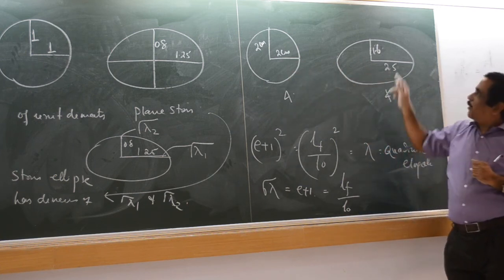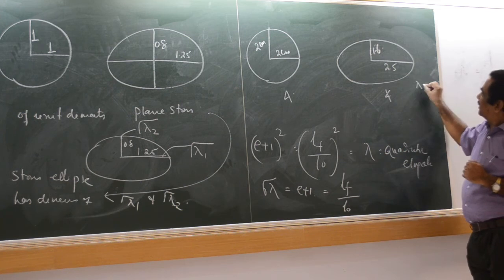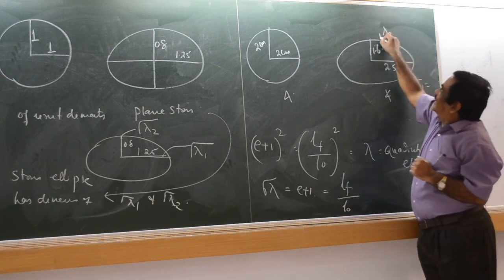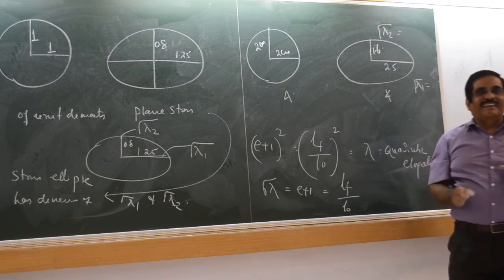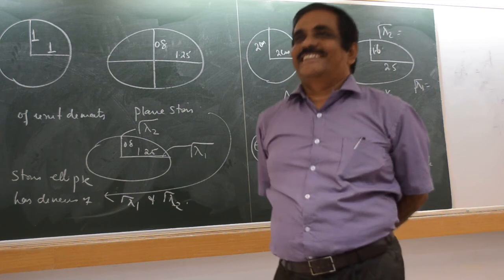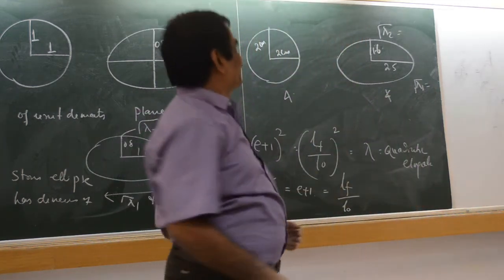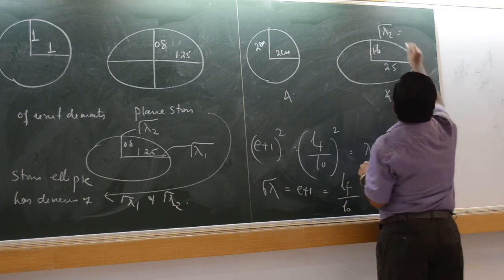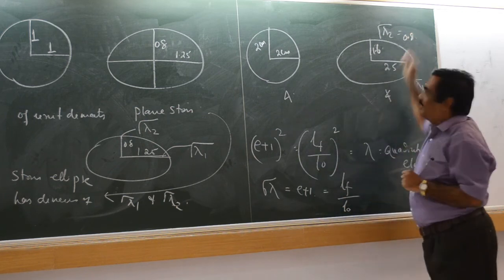Now, what is the root lambda 1 value here? What is the root lambda 2 value here? 0.8 and 1.1. That is what I wanted. Root lambda 1 value is 1.25. 0.8. Not this.